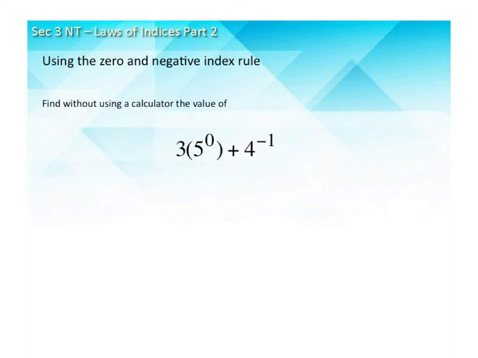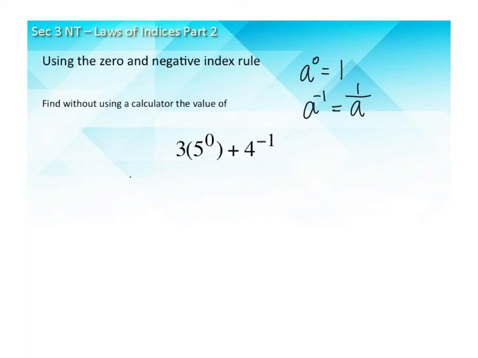Now another application of the zero and negative index rule is, for example, find without using a calculator the value of 3 bracket 5 to the power of 0 plus 4 to the power of -1. Let us recall our zero index rule. It says a to the power of 0 is equals to 1. And if I have a to the power of -1, it is equals to 1 over a. So now let's take a look at our question.